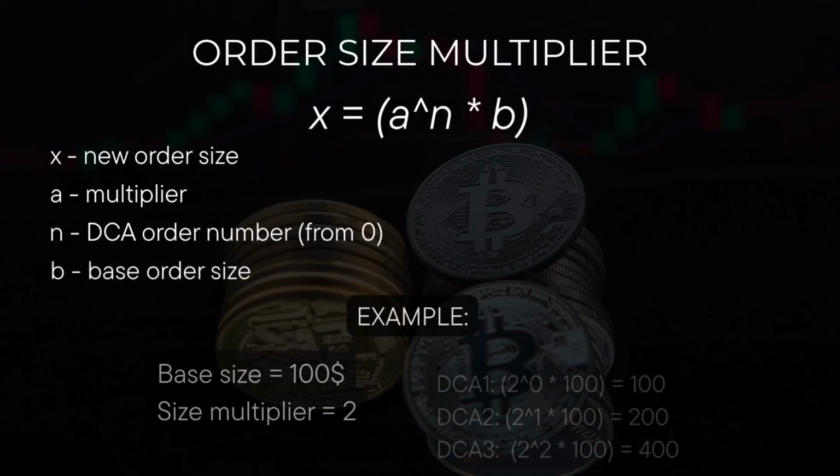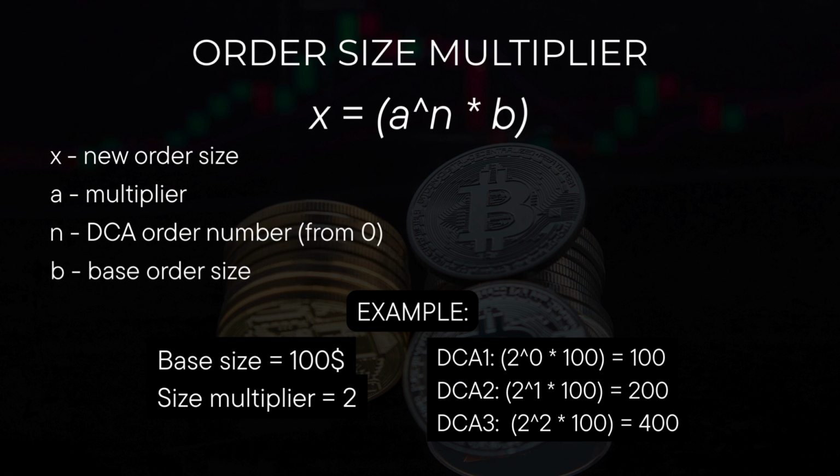The size multiplier uses a more simple formula. So if we set it at 0.5, for example, each subsequent DCA order will be 50% smaller than the previous one. And if we set the multiplier at 2, each subsequent DCA order will be twice as big as the previous one. You get the idea.